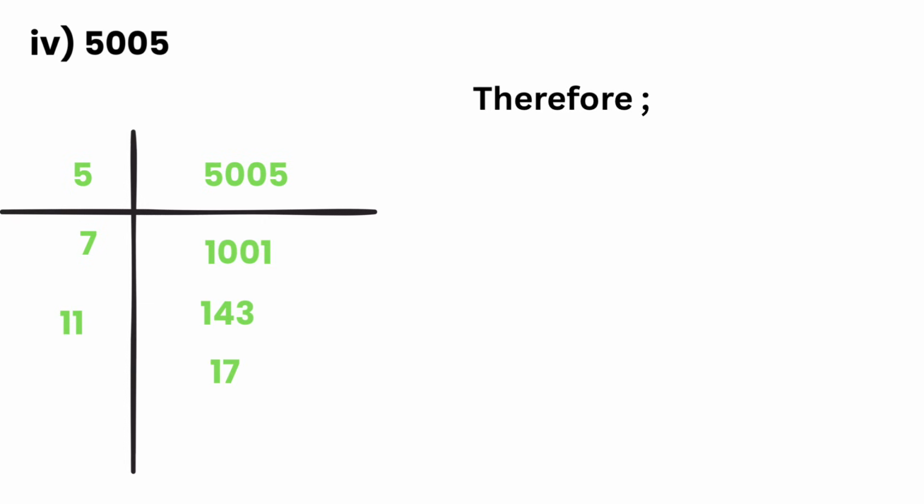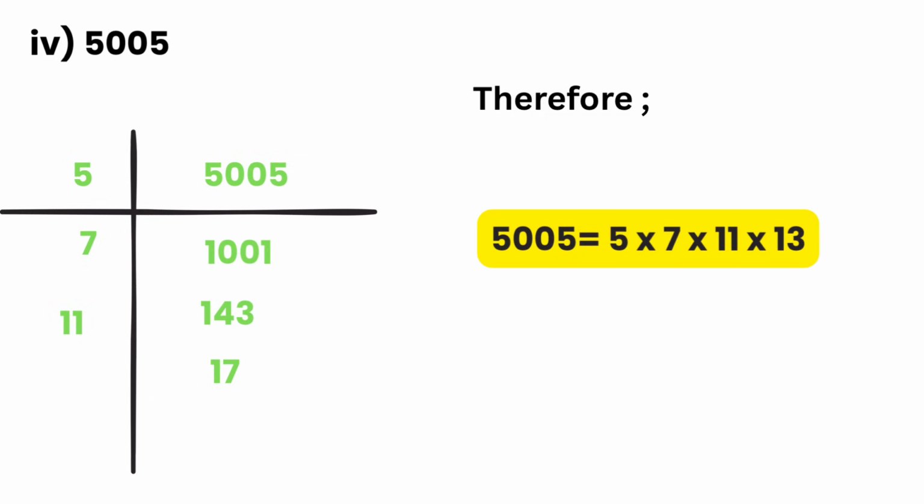For 5005, divide the number by 5, we get 1001. Now this number is divided by 7, that gives us 143. Now 143 divided by 11 gives 13, and 13 is a prime number. So the prime factorization will be 5 into 7 into 11 into 13.